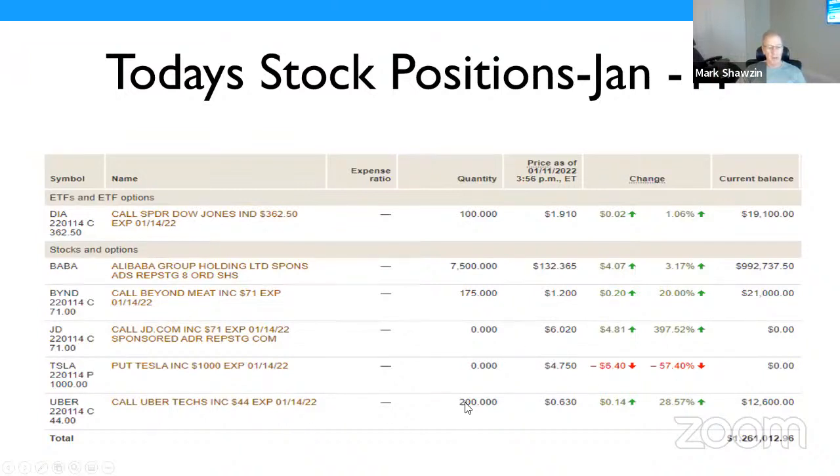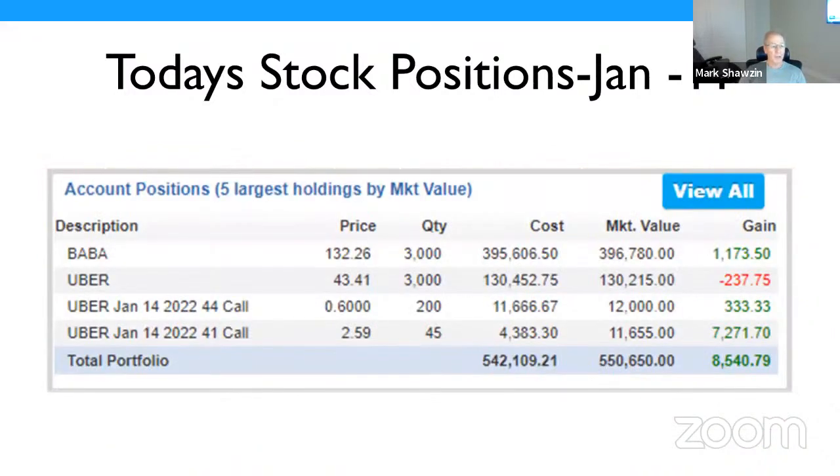I also have 200 remaining call options. I had many more. I had about 1,000 at one point. I've just been paring them back as Uber goes higher. And so that's kind of what I'm going into tomorrow, but principally long this Alibaba position, and I'll look at that in a moment. So you can see I also have 3,000 shares in this account.